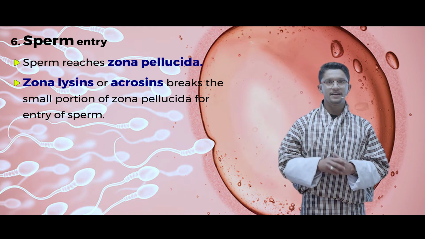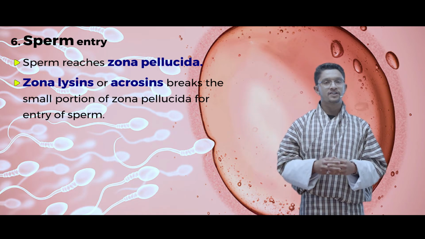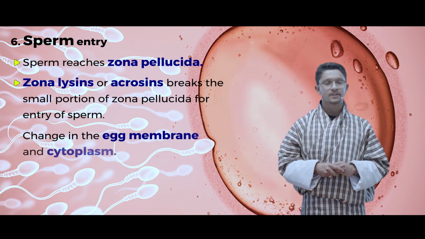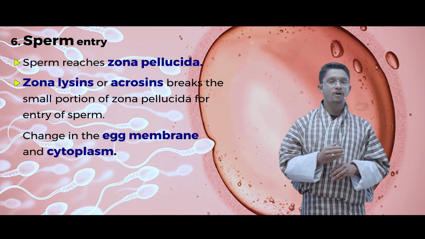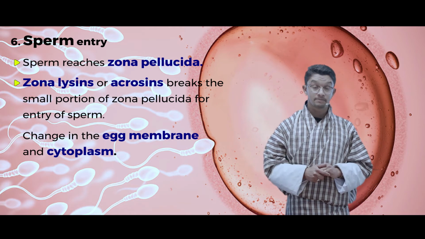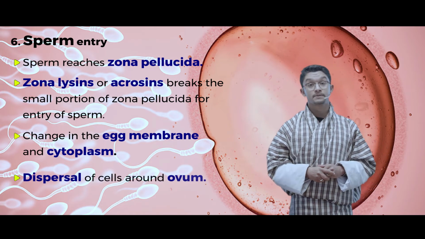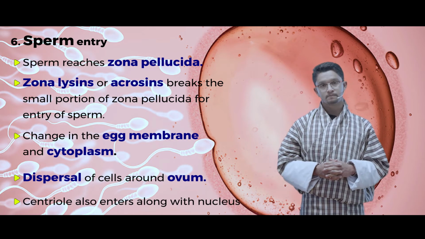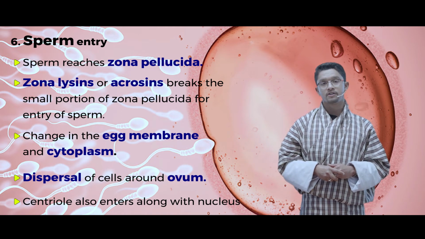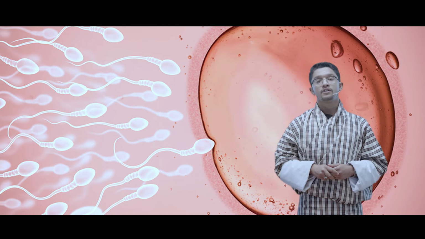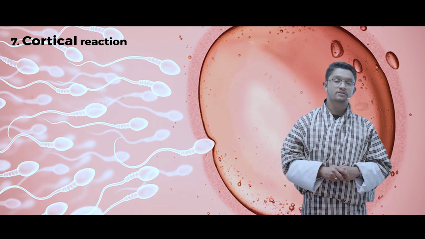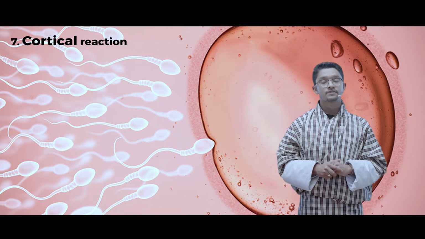After the sperm entry, the next one is cortical reaction. So right after the zona pellucida is broken, the plasma membrane of the sperm and the ovum fuses, which means the ooplasm comes in contact with some cytoplasmic material of the sperm. So when that happens, on the outer part of the ovum, there are some granules called cortical granules. They contain enzymes.